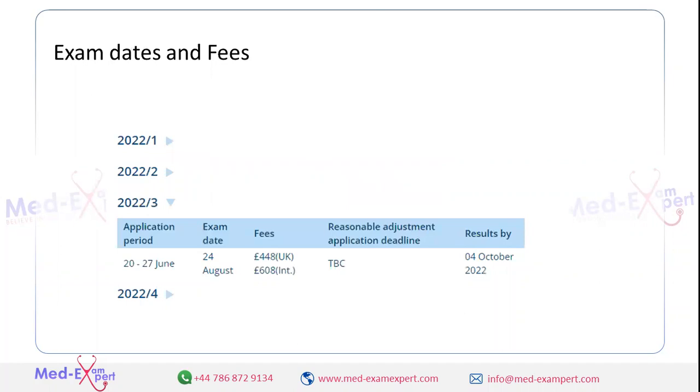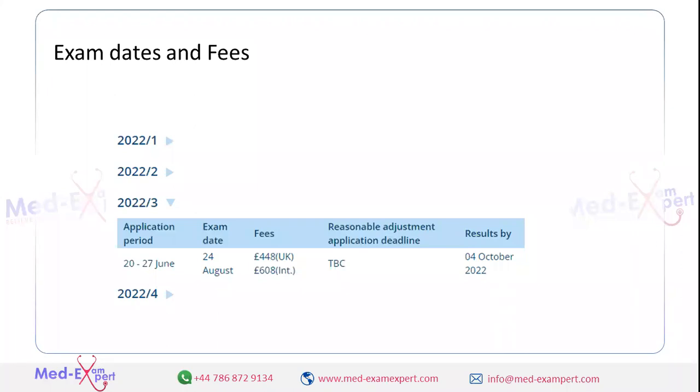The MRCP part 1 is conducted in 4 diets. We call it a diet. Basically, each diet means a session. So we have diet 1, diet 2, diet 3, and diet 4. If you're a beginner, you may not understand this diet system, but remember, previously we had 3 diets. Now from 2021 onwards, there are 4 diets.